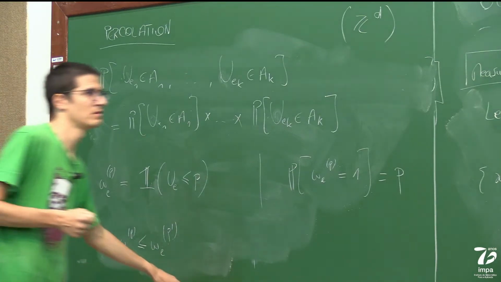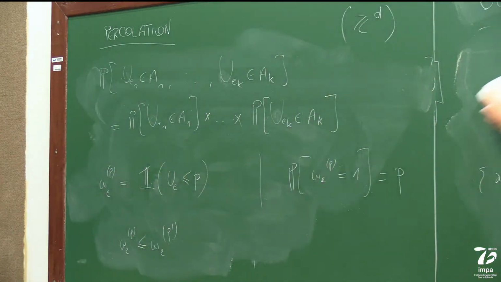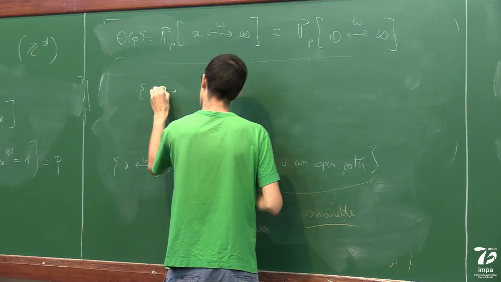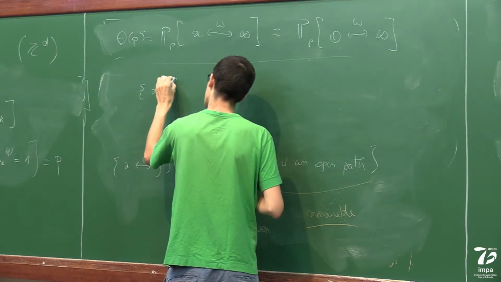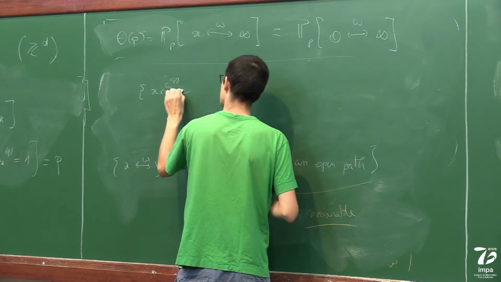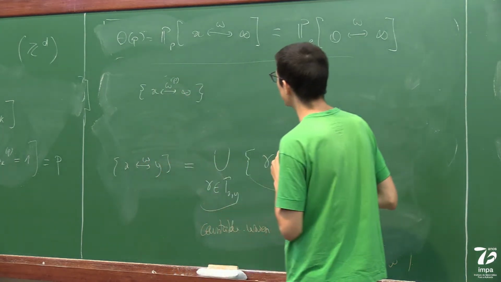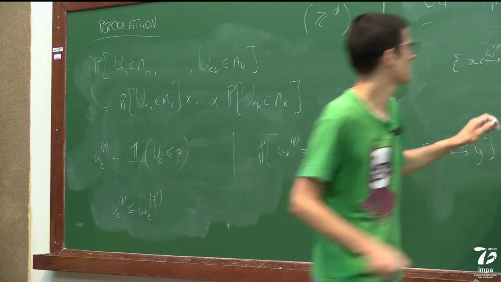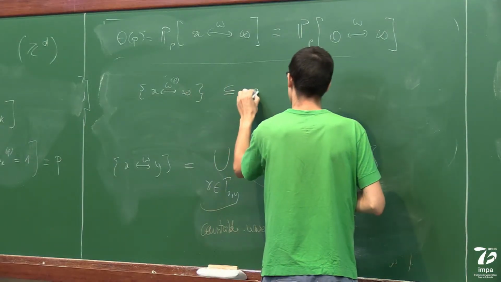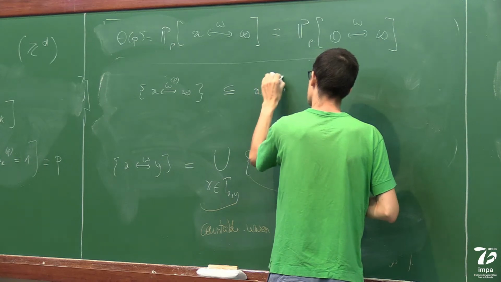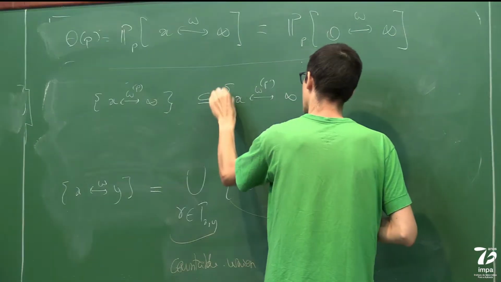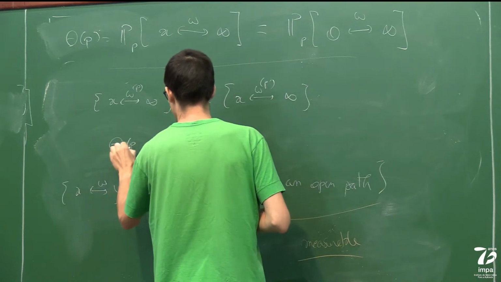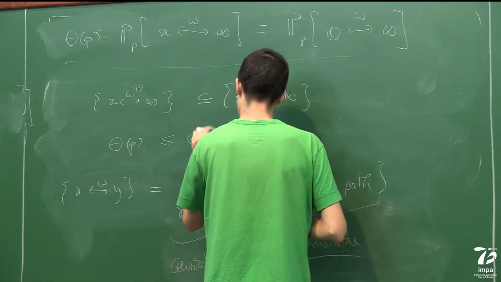Okay, so now this is all over. What we have is that, well, if a path is open for omega p, then because of this, it's also open for omega p prime. Okay, so this just gives me that theta p is smaller than theta p prime.